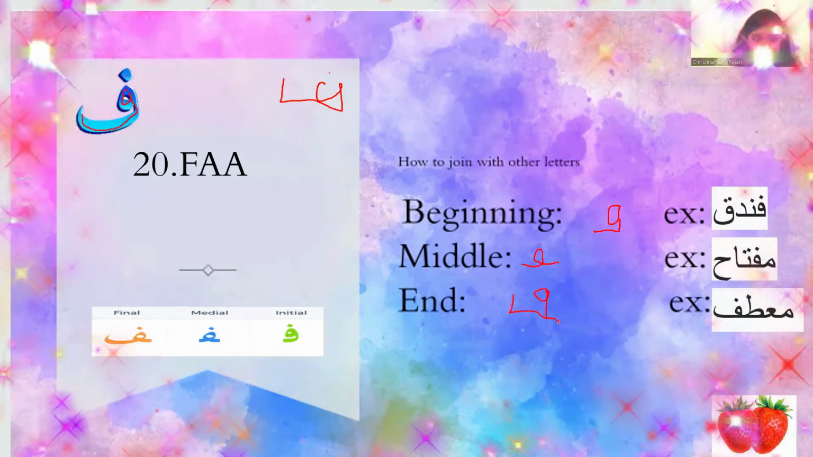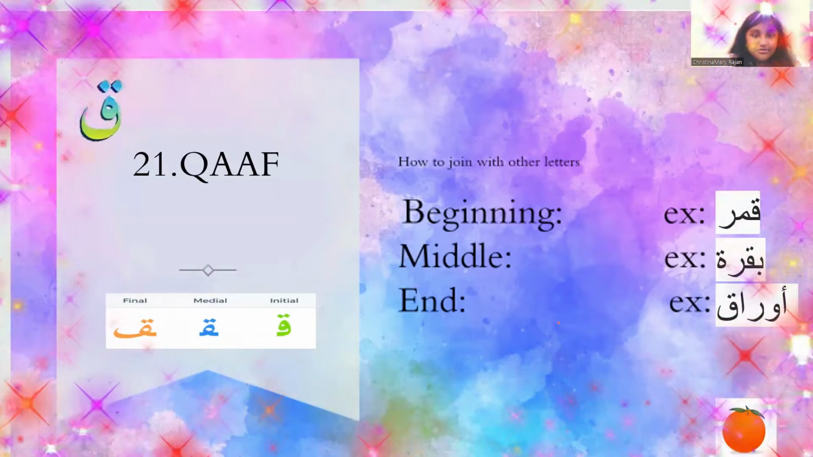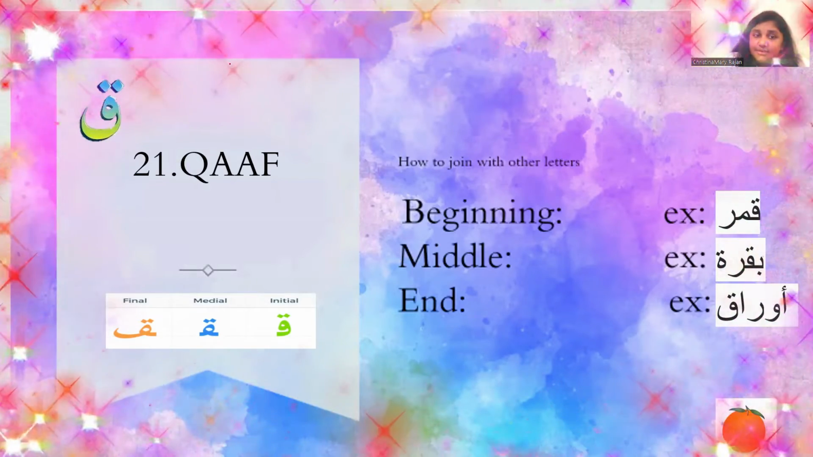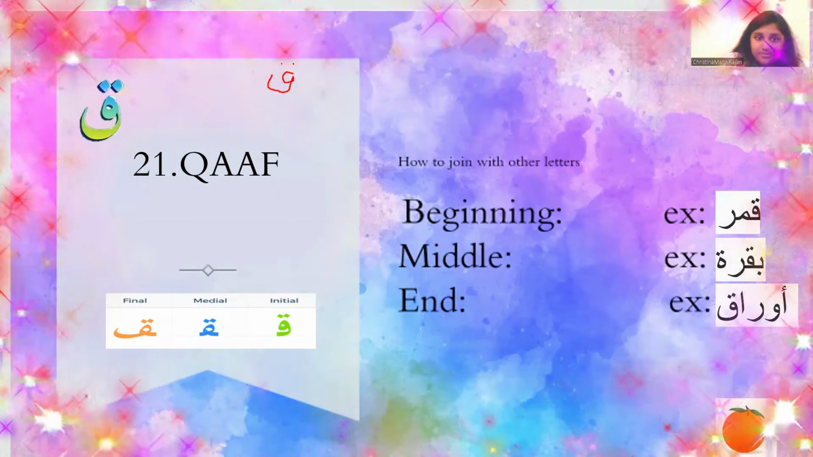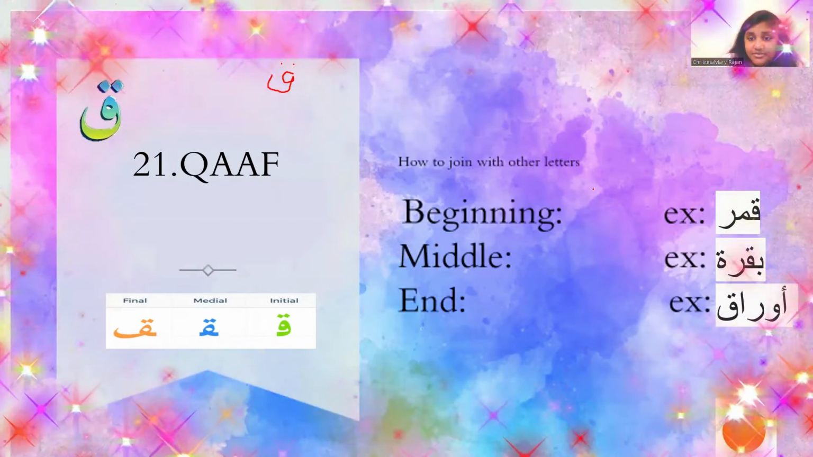Our next letter for the day is qaf. Fa, qaf. They both look the same. Next, as you can see, this is how we write it. Now in the beginning, it goes the same way as for fa.